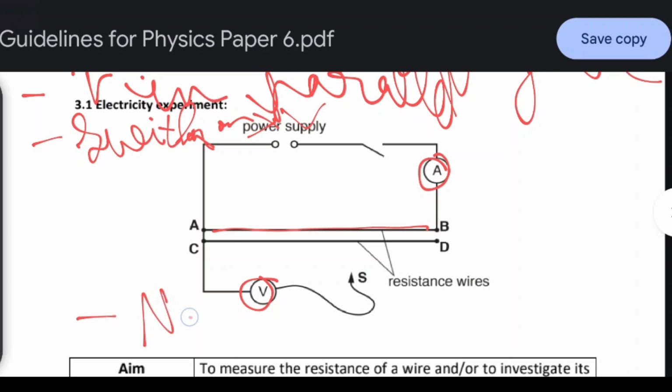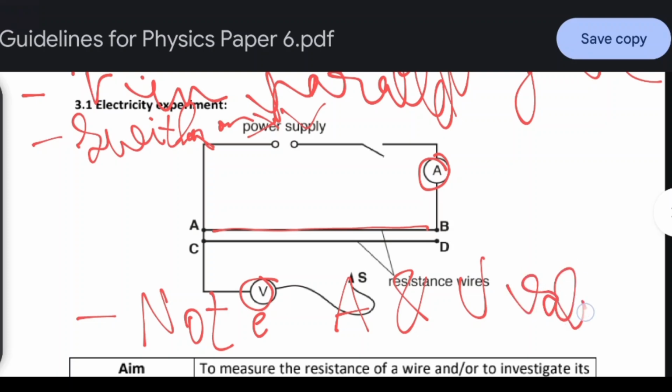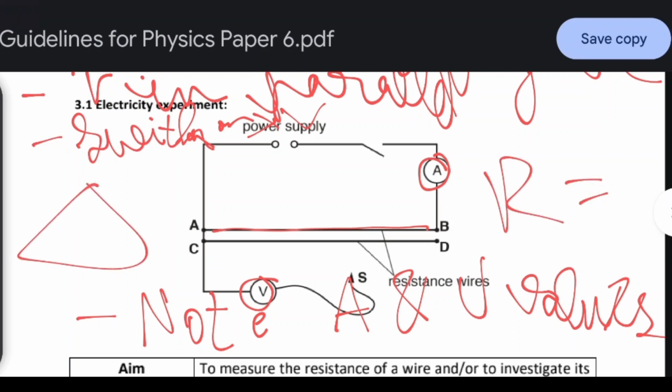Note A and V values, current and voltage. That's how you'll say it. Okay, I'm just writing it here quickly. Note these two values, and then calculate resistance using the formula V over I. Because you can use this triangle, V is equal to IR. Okay, then R is V over I. They usually give this formula, by the way.